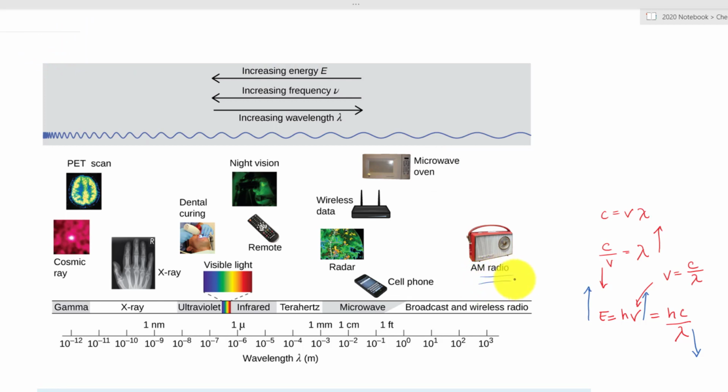And as you can see, for radio waves, look at the wavelength, it's a lot larger, right? So for the larger radio wavelengths, guess what happens? Frequency decreases as well as energy decreases. So make sure you understand the relationship between variables by looking at this formula right here, okay?